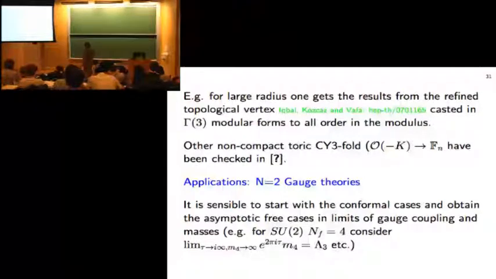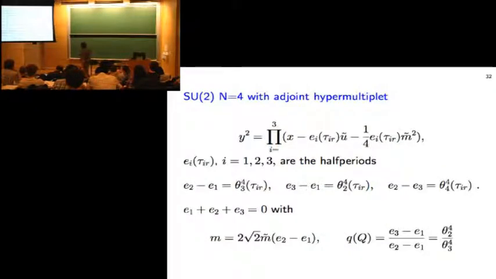And then other non-compact geometries, for instance, the canonical bundle over Hirzebruch surfaces, have also been checked in this paper that I cited at the beginning with Mingxing last September, I guess. So now it's come to the application to gauge theory.